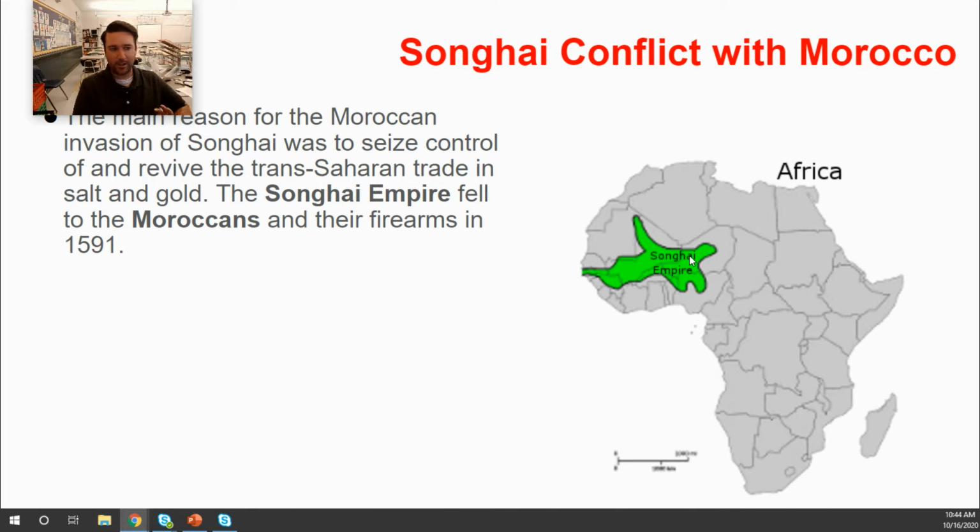Eventually, the Songhai Empire falls to the Moroccans because the Moroccans were carrying firearms, gunpowder weapons that they were getting from Europe, in 1591. And so this is right around the time we start to see more European influence arriving, especially on the coast of West Africa, with involvement in the slave trade. But that's something that will pick up more later on.